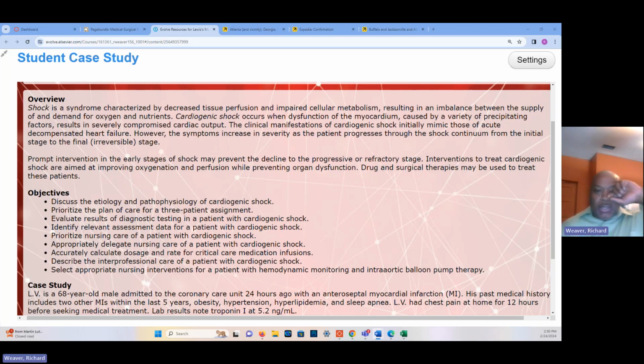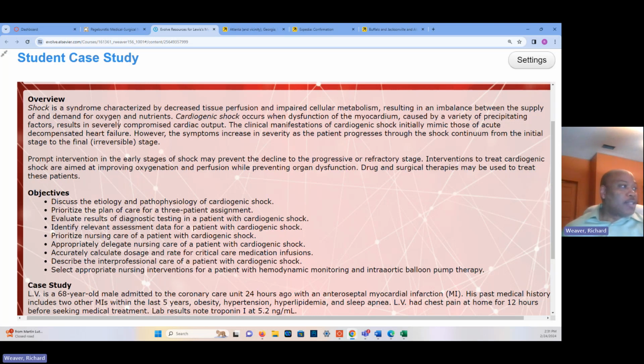So prompt intervention in the early stages of shock may prevent the decline to the progressive or refractory stage. Interventions to treat cardiogenic shock are aimed at improving oxygenation and perfusion. The patient may need a balloon pump. The patient may need stents. They may obviously need oxygen, all of this while preventing organ dysfunction. So drug and surgical therapies may be used to treat these types of patients.